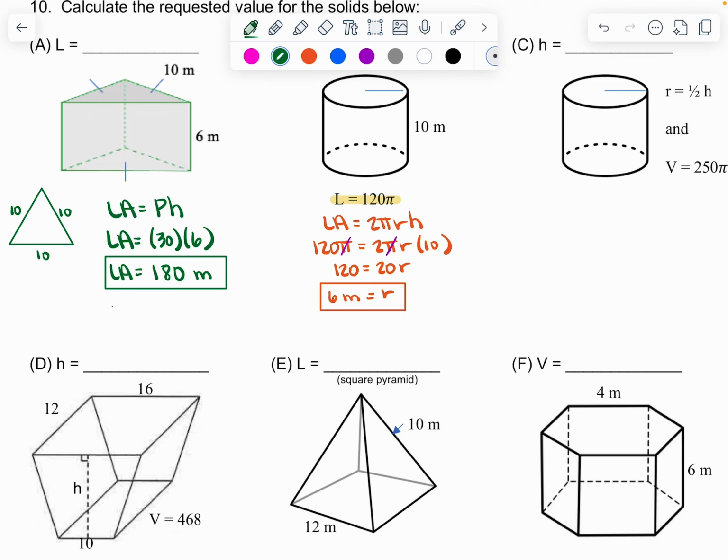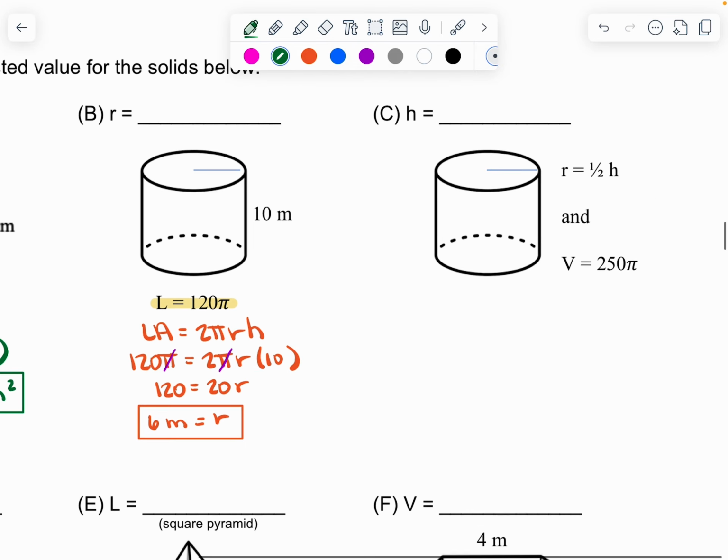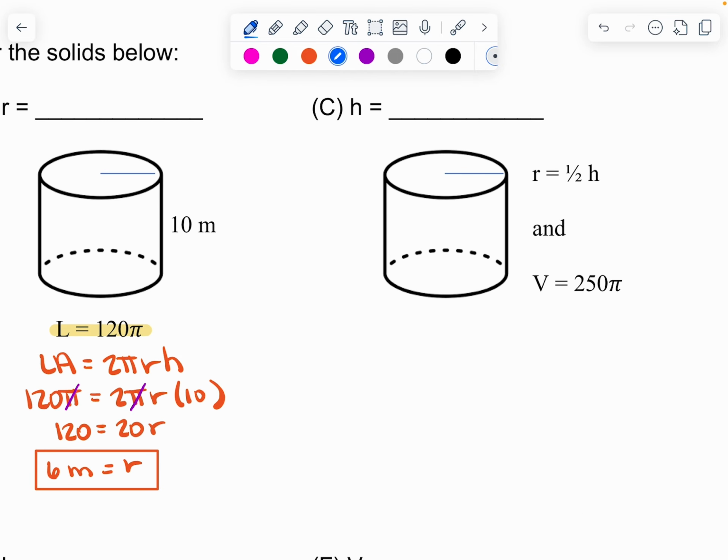I don't know what happened to the box over here. Sorry, my stuff just keeps deleting. And that's a square. There we go. Okay. All right. Moving on over.